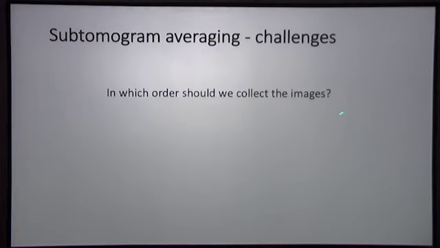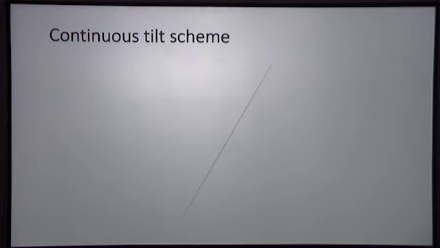So I'm going to briefly talk in a little bit more detail about two aspects, just to give you an idea of the kind of things that are going on to improve this method. So the first question I'm going to ask is, in which order should we collect our images? So I'm going to start with what's called the continuous tilt scheme. This is quite a widespread approach to collecting the data. So we're first going to collect the 60-degree image. And then we're going to rotate the sample and collect all of the other images.